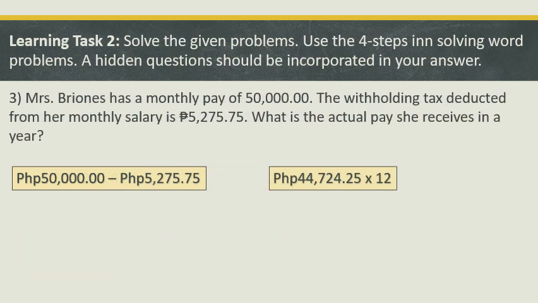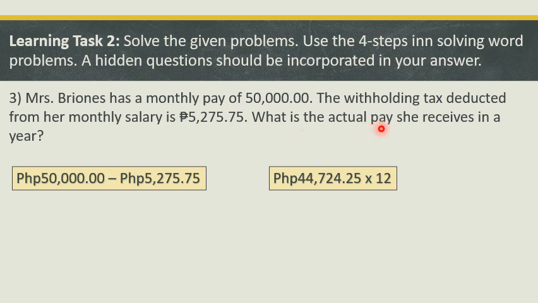Next, for number 3, Mrs. Briones has a monthly pay of 50,000 pesos. So, kada buwan, may nare-receive si Mrs. Briones ng 50,000 pesos. The withholding tax deducted from her monthly salary is 5,275 pesos and 75 centavos. So, syempre, itong kita niya na 50,000, may tax pong binabawas dyan. So, ito yung binabawas sa kanyang sweldo. So, 5,275 pesos and 75 centavos.